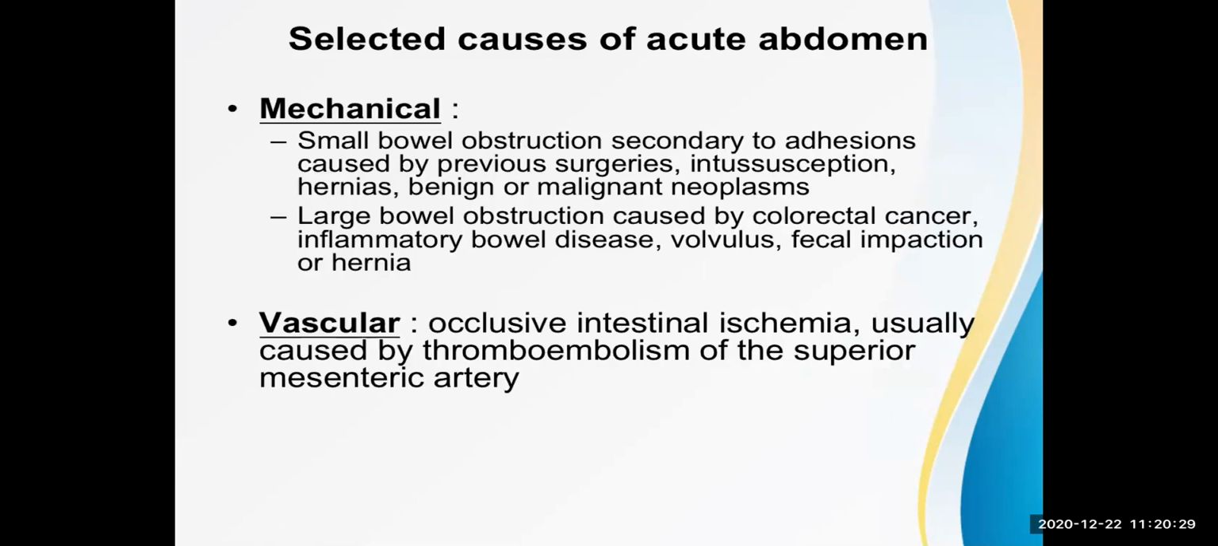There are different types of classification. Whatever you want to follow, it's up to you. But when this question is asked, you have to answer some of the causes. Regarding the mechanical causes of acute abdomen, there may be small bowel obstruction secondary to adhesion caused by previous surgery.